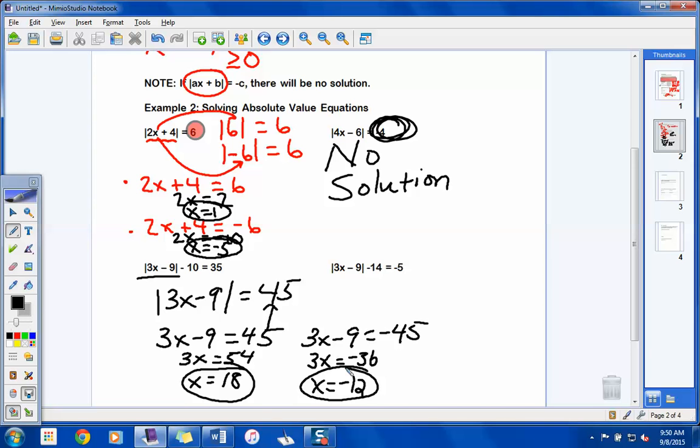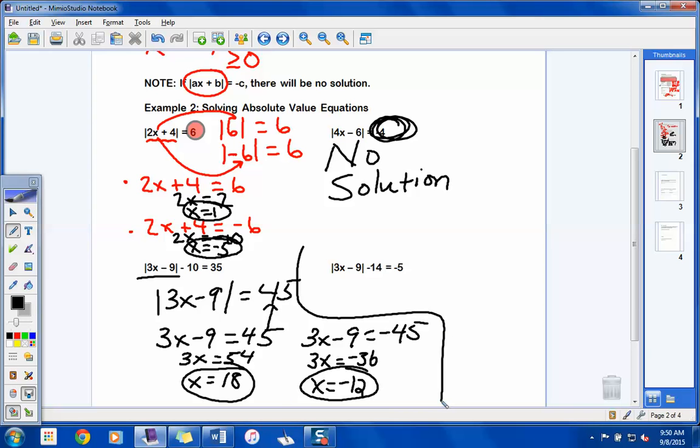Bill, you want to help me out? I've got to do what first? I can't consider if there's a solution or not until the absolute value is all by itself. Do you have that situation right here? Is that all by itself? What are you going to do to both sides, kiddos? So add 14. So good.